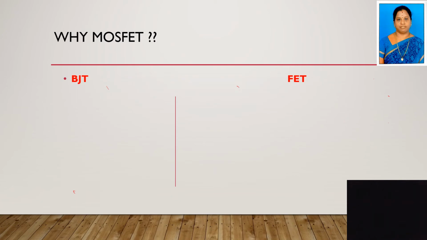Next, we are going to see why we have to go for the MOSFET amplifier, because it has many advantages over the BJT. In the first unit, we have seen the BJT amplifier, right? In the second unit, we are going to see the MOSFET. So before that, we have to know why we are going for MOSFET when compared to BJT.